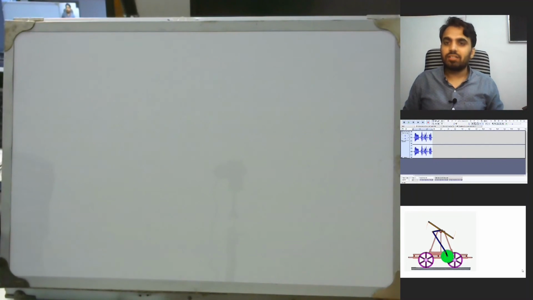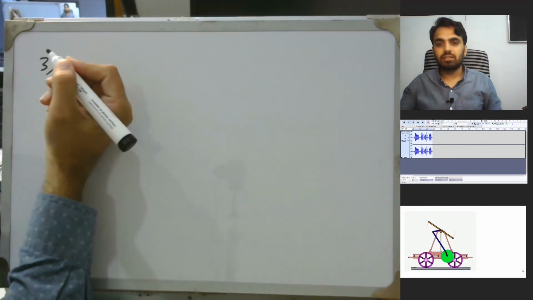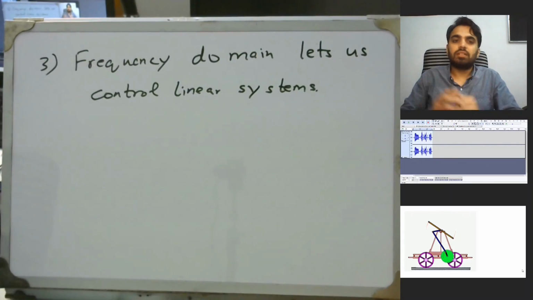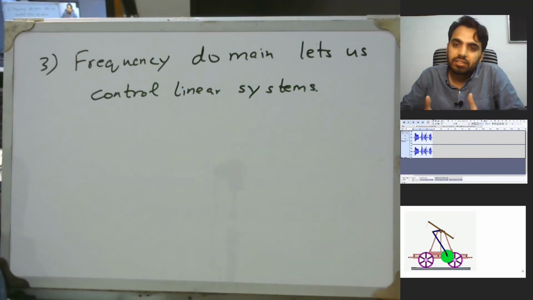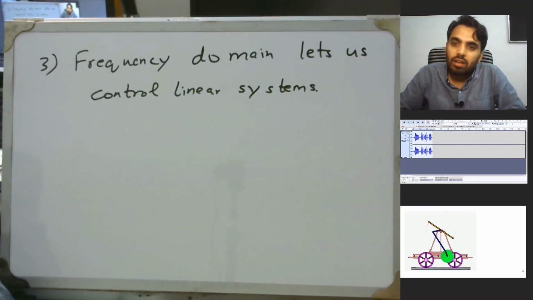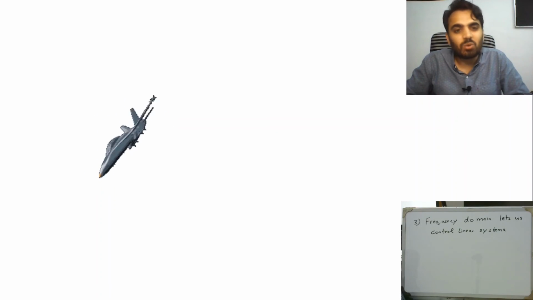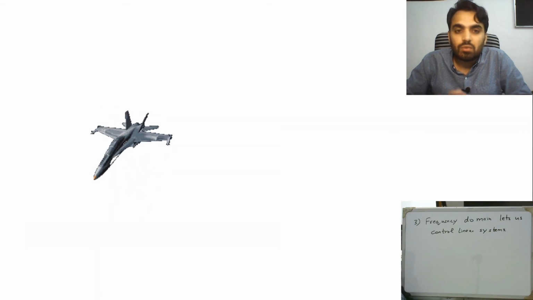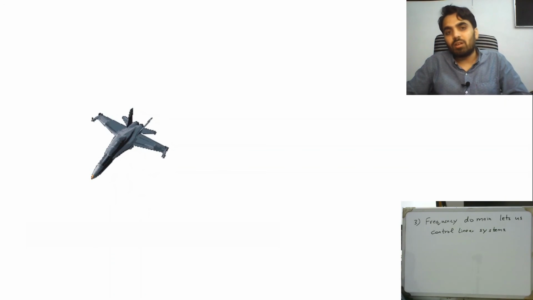And the third point is that the frequency domain lets us control linear systems. By this, we mean that we can adjust the compressor efficiency based on our needs. We can control heating. We can use the cruise control in our cars, or we can simply control our aircraft. These things can be done by looking into the criteria of stability in the frequency domain, a thing that we would also take up in this course.